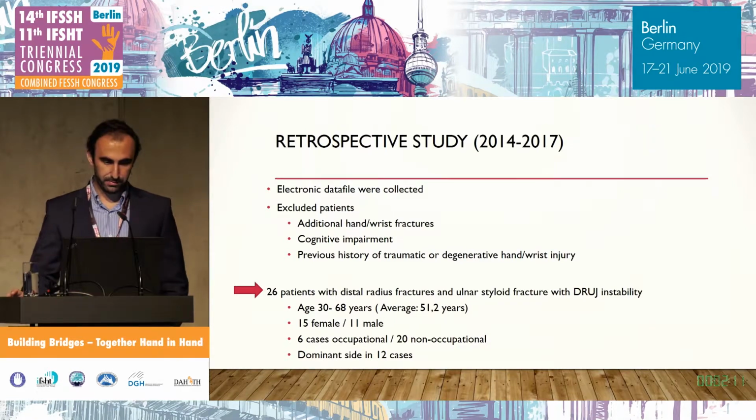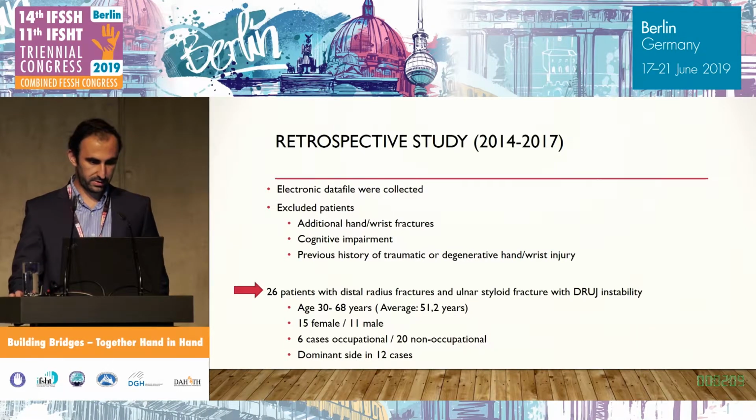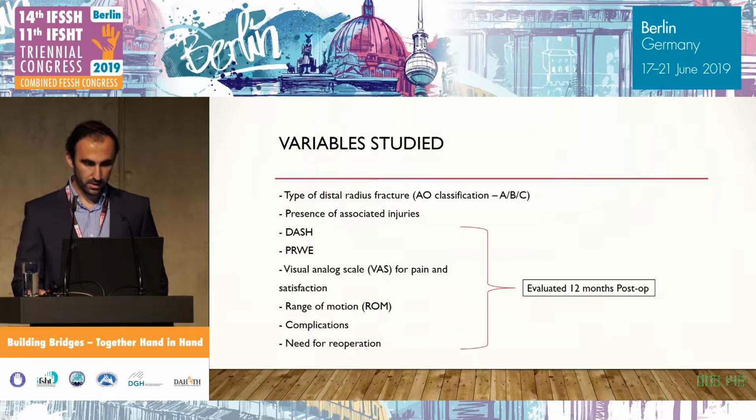So we performed a retrospective study where we searched all the information in the electronic database. We excluded the patients with additional fractures, with cognitive impairments, and with previous history of traumatic or degenerative hand and wrist injuries. And we ended up with 26 patients, which met the criteria, with an average age of 51.2 years old.